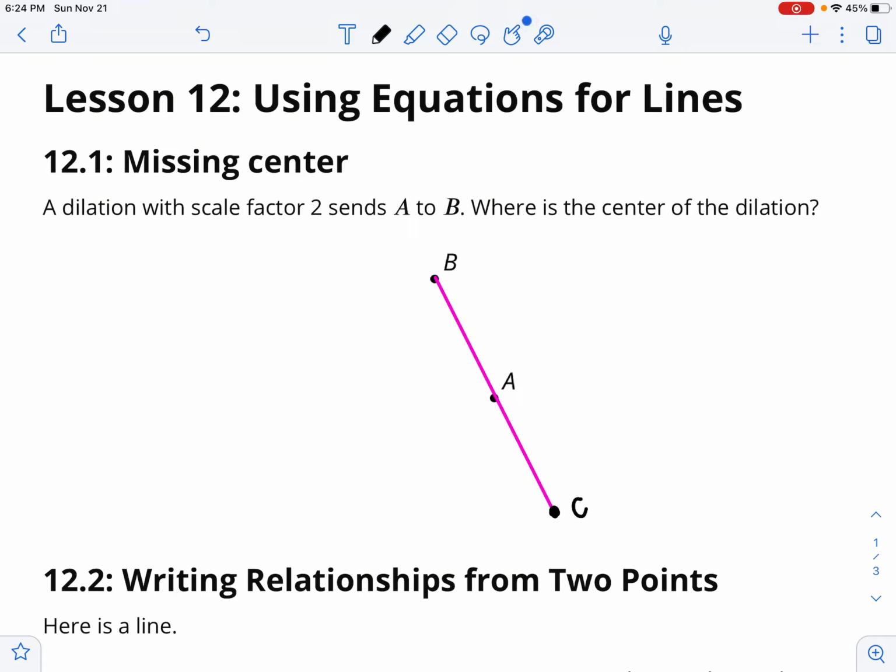Remember that when we're dilating, we always dilate along a straight line. So for example, I could never dilate A with a center of C and end up over here, because I can't draw a straight line from C to A to the new point. Whereas when I dilate from C to A to B, as I've drawn it now, I'm moving from C through A to B, and the distance from C to B is twice as long as the distance from C to A.